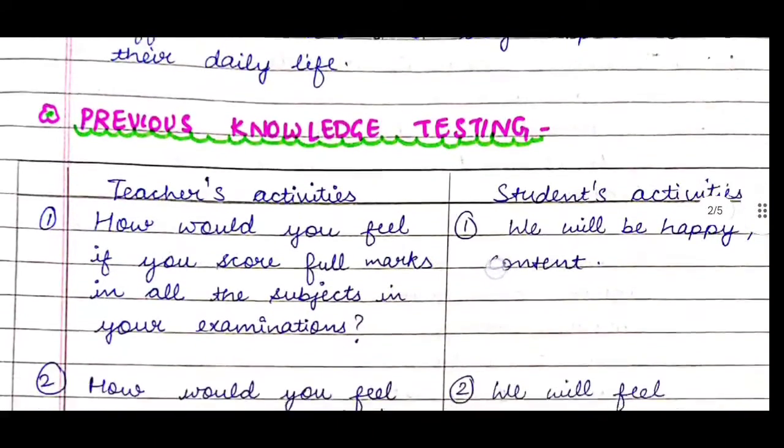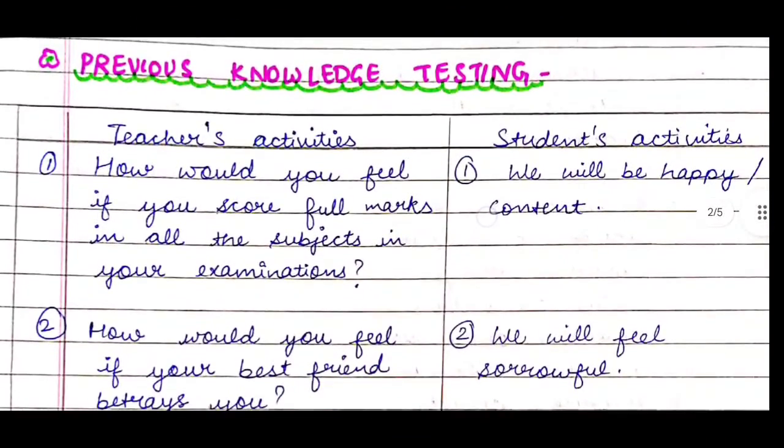So our next heading is previous knowledge testing. For this we make two columns. One is teacher's activities and the other one is students' activities. In teacher's activities, a teacher asks some questions before starting with the topic and the students answer those questions. These questions are based on the prior knowledge that they have.